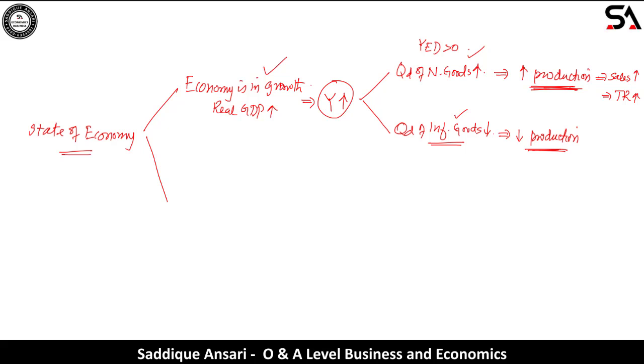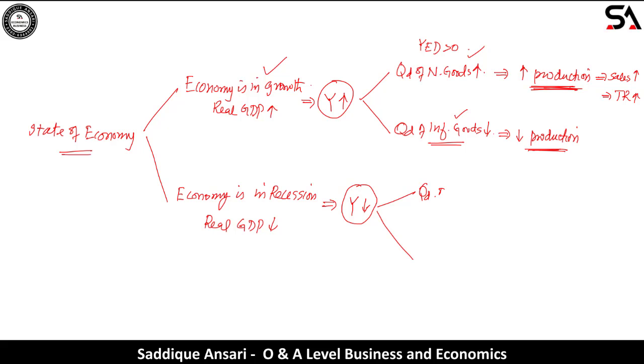Now, the second state of economy may be that economy is in recession, economic recession. In this case, real GDP will fall and income of people will decrease. Now, when income of people will decrease, quantity demanded of normal goods will decrease and quantity demanded of inferior goods will increase.